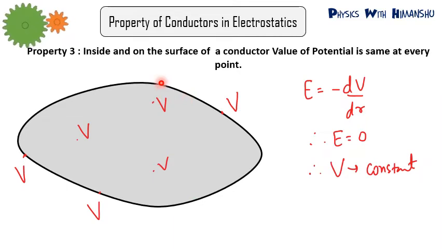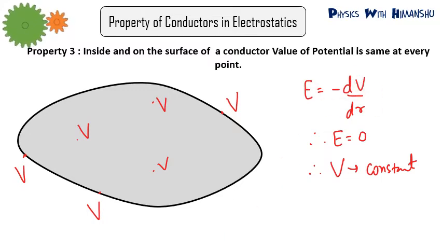The third property is that inside and on the surface of a conductor, the value of potential is the same at every point. So if you take a conductor and take any point, the value of potential will be the same at all the points. We can prove this property like this. E is equal to minus dV by dr. There is a complete lecture on how to derive and use this formula. But since inside a conductor E is 0, dV by dr will be equal to 0.